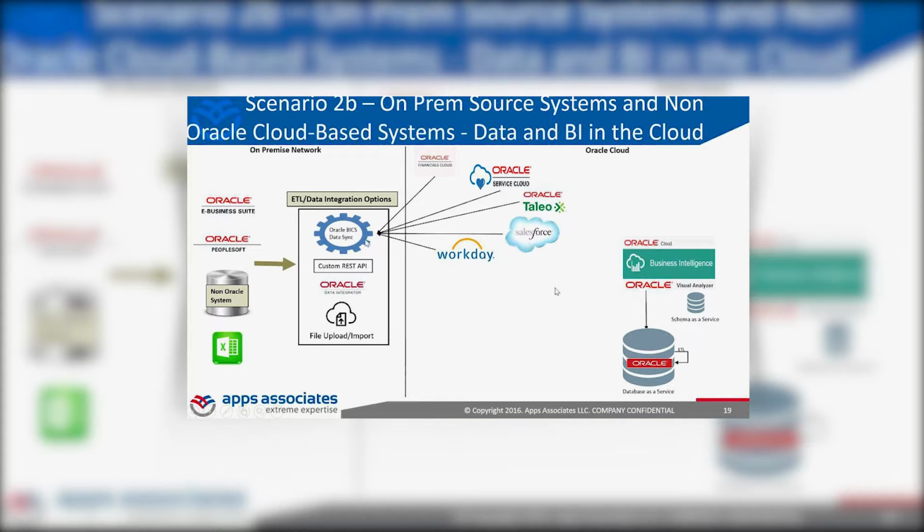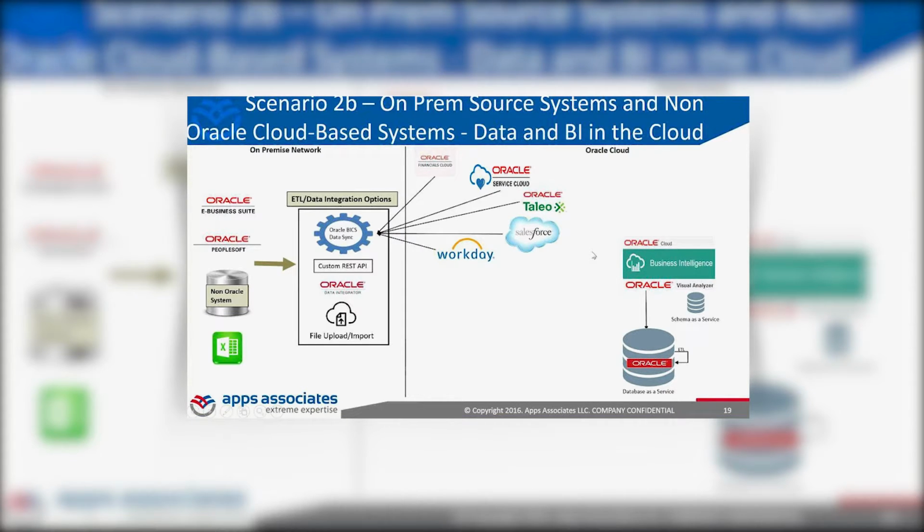So for Salesforce, BICS Data Sync in the latest version is set up to natively connect to Salesforce. So you'll be connecting to Salesforce, and you're able to pull all the main objects out of Salesforce. For Workday, you need to use essentially their front end to extract data into files, and then from that point, you can use BICS Data Sync to load into Schema as a Service or Database as a Service.